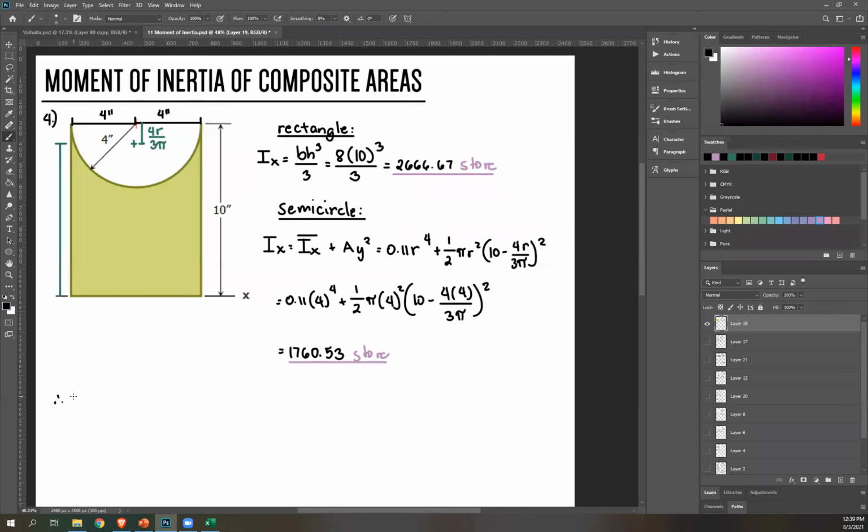Now, let's get the final answer. Ix is the summation of your Ix. However, the semicircle is an empty space. Therefore, let's take the moment of inertia of the shaded area. Let's call the moment of inertia of the rectangle Ixr, and for the semicircle Ixs. So that's equal to Ixr minus the empty space, which is Ixs. Please solve. What's the final answer?